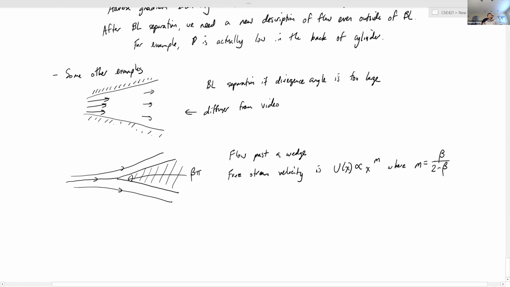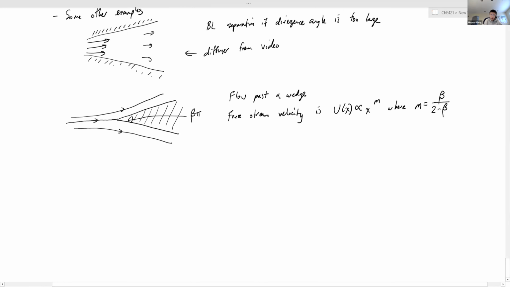Okay. The flow past a flat plate scenario is actually just a special case of this, where beta here is equal to 0. And so if beta is equal to 0, then m is also equal to 0. And so then the free stream velocity is just uniform. Okay. I'll note that beta can be negative. If that's the case, then we're talking about, if m is less than 0, then what we're talking about is a case like this, where the flow has to go around a bend like this.